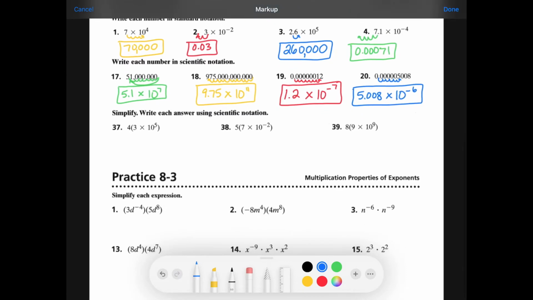So these ones, multiply what you can. We could do 4 times 3, that's 12, times 10 to the 5th, and then make your adjustments. If you have to make 12 smaller, you have to make the exponent bigger.